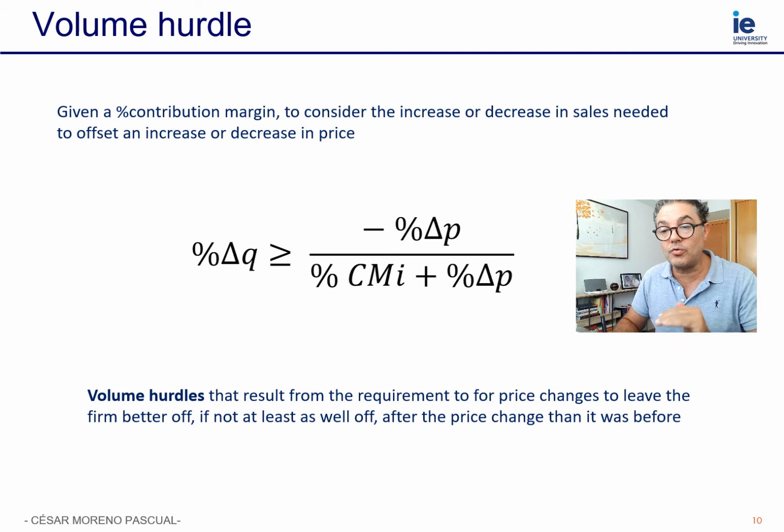If you increase the price, you are going to experience a decrease in volume. And that decrease in volume, the volume hurdle, is the maximum decrease in volume you can experience in order to be better off after making that movement. There are some exercises to make this more understandable.